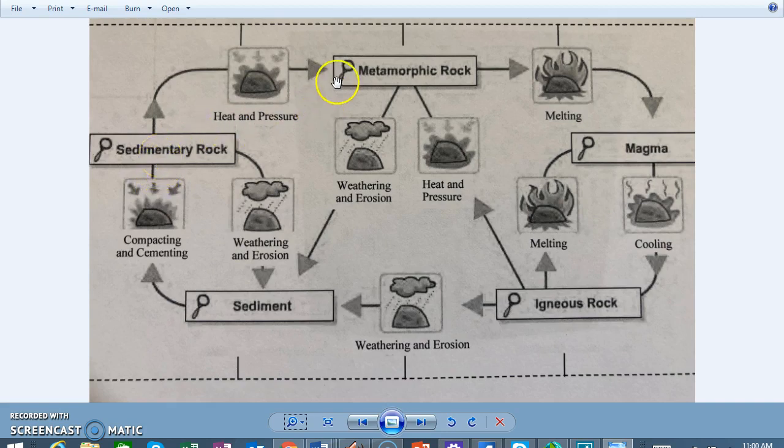All right, your metamorphic rock. So that sedimentary wants to become metamorphic. Well, what happens? Heat and pressure, okay? And it becomes metamorphic. Same thing from igneous. Heat and pressure becomes metamorphic.